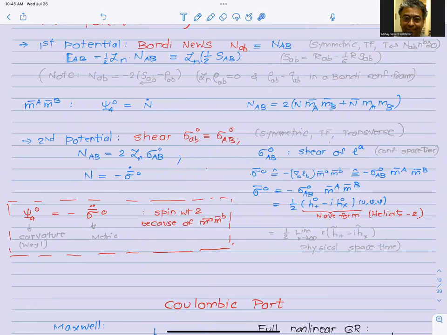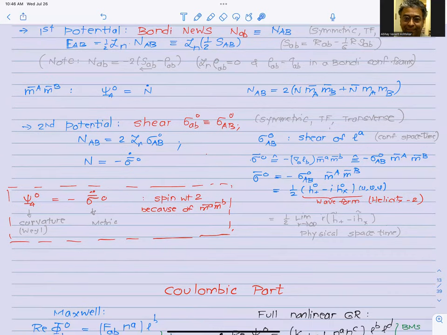Namely, if I look at its components along m, m bar, for example, I just take this and plug it into it, m bar A, m bar B. Then I obtain the thing called sigma naught. Sigma naught bar has spin weight minus 2, so sigma naught itself has spin weight 2. That is the definition that we got up here. And the waveform that you will find in waveform models corresponds to sigma naught.